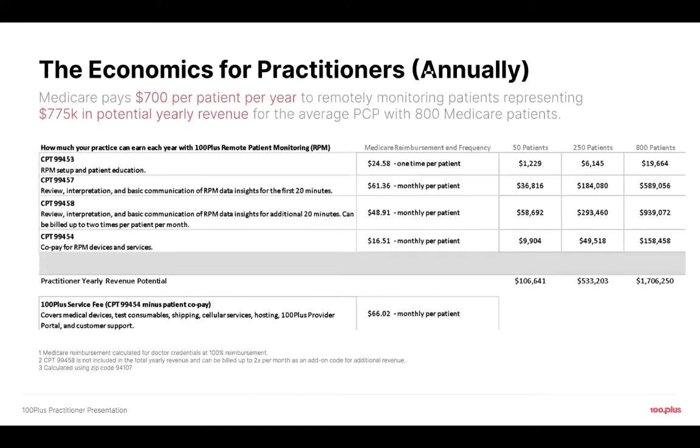Here we're looking at a table that projects the revenue for a certain amount of patients for a practice. And one thing that you'll probably notice right off the bat is how well this program scales. If we have, say, 50 patients on the program, and we're sending claims to Medicare for these CPT codes, we can expect our ending yearly net revenue to be over $105,000. If we advance to 800 patients on the program, then all of a sudden our ending yearly net revenue is closer to $1.7 million.